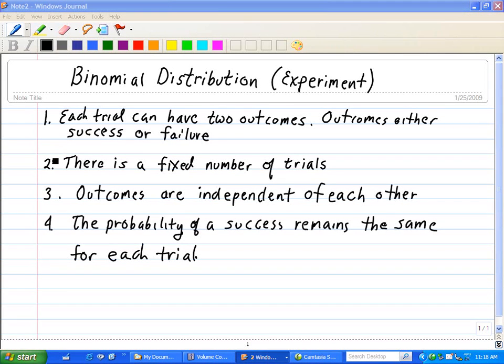Second condition, there is a fixed number of trials. Third, the outcomes are independent of each other. In other words, one outcome does not depend on the other events' outcomes. And fourth, the probability of success remains the same for each trial. Now we're going to go through an example.